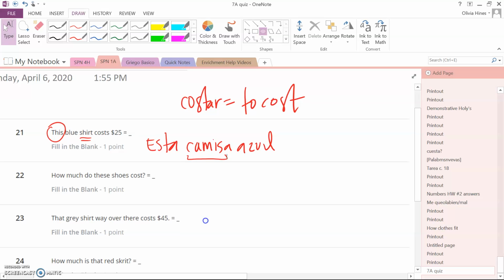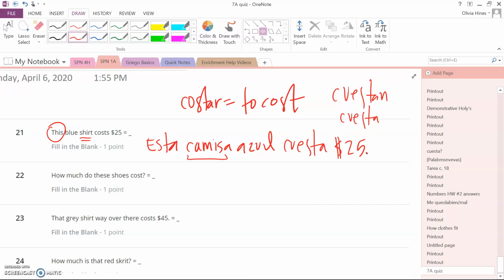So when we're using the verb costar, we really have two options: cuestan and cuesta. So you should have cuesta $25. I think this is the one that was wrong on the key. You have to go back and look at that. So if you put 25 and it counted it wrong, you will get those points. So don't worry about that.